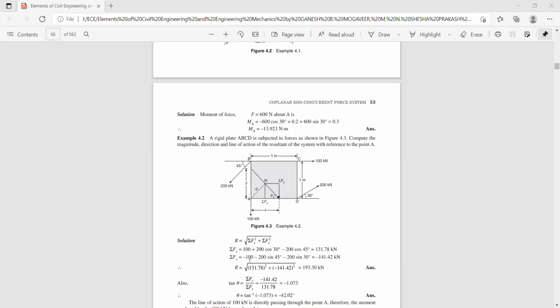So on simplification, we will get it as 131.78 kilonewton. Now sigma f of y, so again he has done a mistake here. Sorry, at point A there is a force acting in the downward direction. So minus 100 minus 200 sin 45 acting in the downward direction, and again there is a mistake. You can see here, instead of plus it has been taken as minus 200 sin 30. Since the force is in the first quadrant, its y component is plus 200 sin 30. So there is a printing mistake here again.